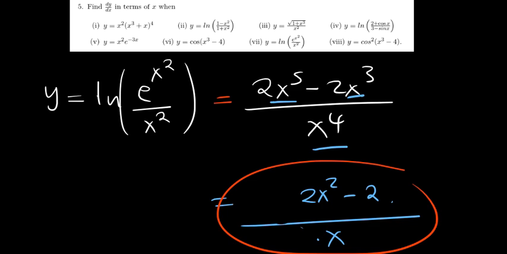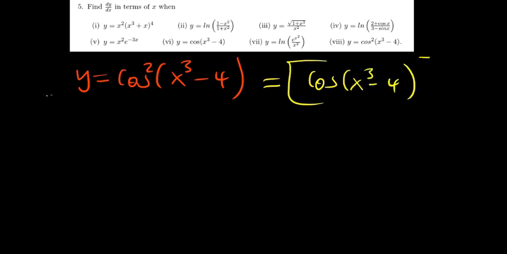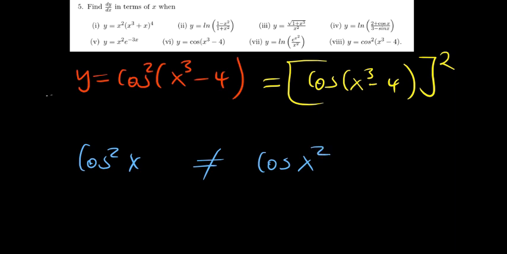Okay. Now for the last one, we apply the chain rule. When you see y is equal to cosine squared of x to the power 3 minus 4, the meaning there is cosine of x to the power 3 minus 4, and then all this is raised to the power 2. That's what it means. Cosine squared of x is not equal to cosine of x squared. These are two different things. This means cosine of x raised to the power 2. That's what it means.